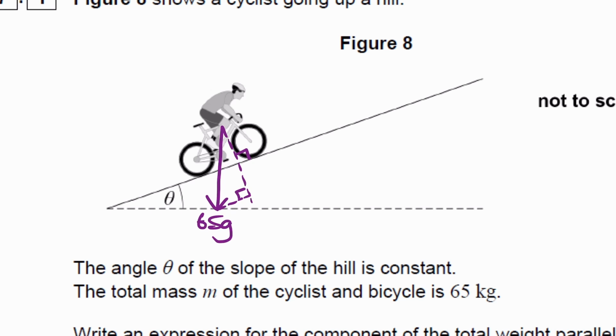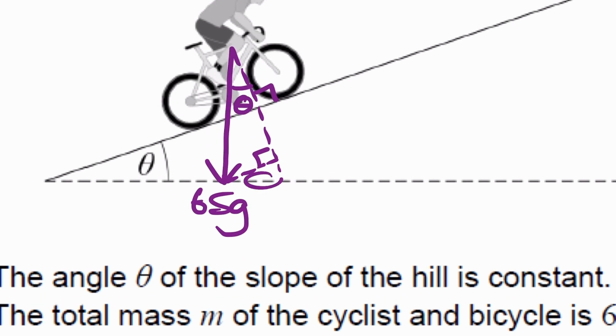We can do that by first of all knowing that this angle here would be theta, and if you're not sure why that would be theta, I'll explain a bit after I do this calculation. So that would be theta, and then this component over here, which is the opposite, that's the component that is parallel to the slope, that will end up being 65g sine theta, using SOHCAHTOA. So that would be our answer.